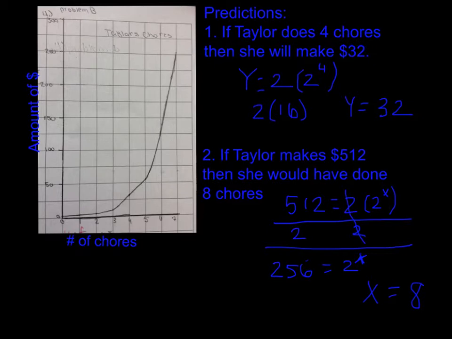And then for our second prediction, if Taylor makes $512, very generous grandma, may I say, then she would have done 8 chores. So 512 is our y value, so we put that right there, and then we have 2 times 2 to the x. So we need to divide by 2. That leaves us with 256 is equal to 2 to the x, which means x is equal to 8.